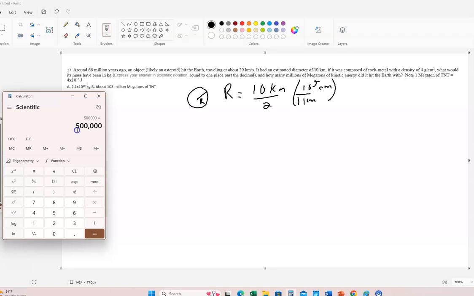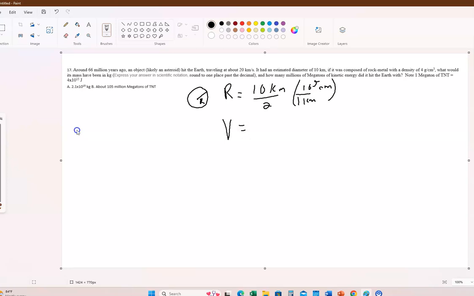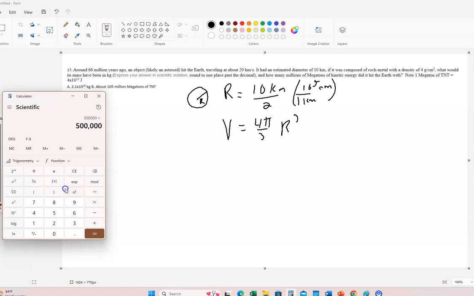So that's the radius, and we're going to need the volume, and so the volume, of course, of anything that's spherical is 4 times pi divided by 3 times the radius to the third power. Of course, the radius has to be in centimeters. I've already got that number right here in my calculator. So I'm going to cube that and then multiply it times 4 times pi and then divide it by 3. All right, so this is my volume, very large number indeed. I'm going to store that.